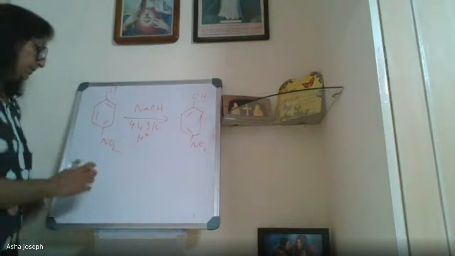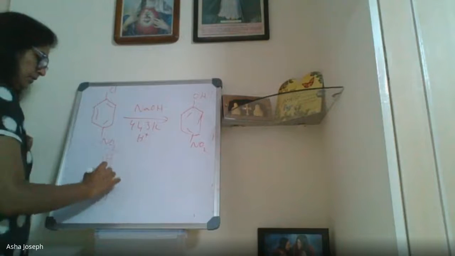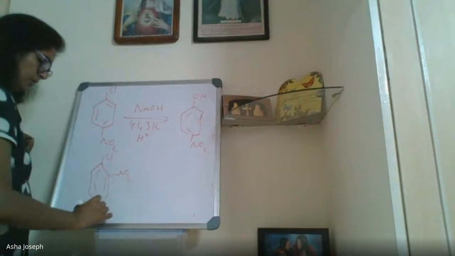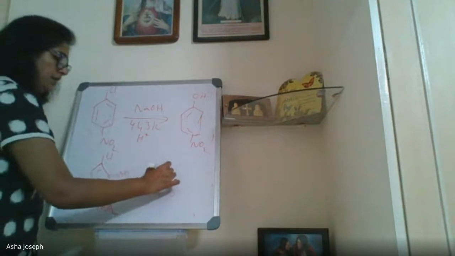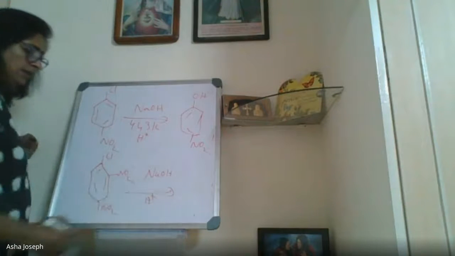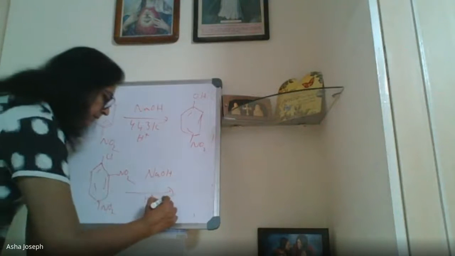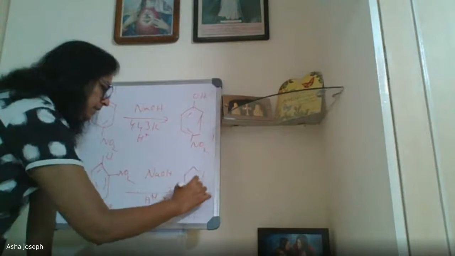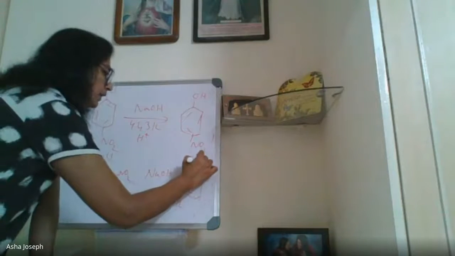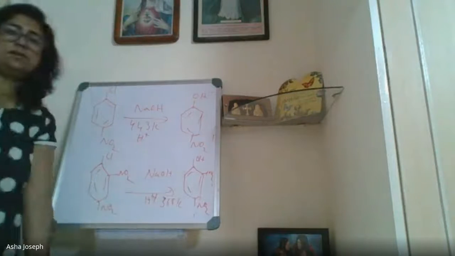Okay. Now suppose two NO2 groups are there. Same compound. Here also one more NO2. Then the condition means less drastic: NaOH, H plus is there, and the temperature is 368 Kelvin. So easily the rate will be more. OH, NO2, NO2. Understood?